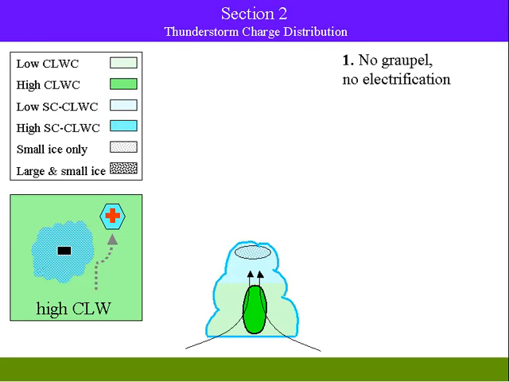Now again, we're going to go through the four-stage thunderstorm life cycle and talk about what sort of charging we expect within each particular part of the cycle. The first here again is the shallow cumulus cloud. And remember here, we're going to assume that this is an isolated summer thunderstorm where we have a high cloud liquid water content. So at the beginning here, there is no graupel formed yet, and therefore no electrification has occurred.